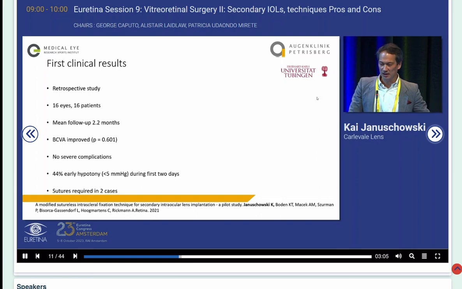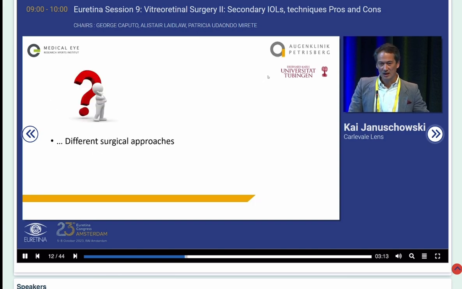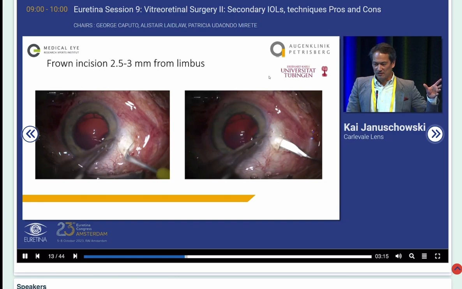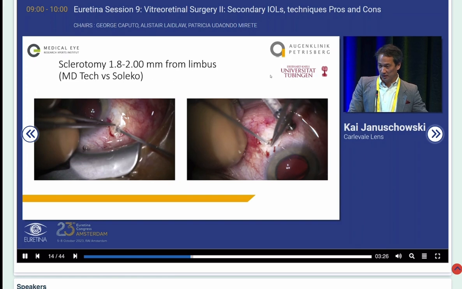So we did a clinical study about that from the first 16 cases, so it's very easy. The 44% of the early hypotony during the first 2 days, I would put that down to the learning curve as well. And now the very important thing is the different surgical approaches. So I try to have a frown incision on the scleral part 2 to 3 millimeters away from the limbus, and then tunnel it, creating the scleral pocket, and then pulling it out.